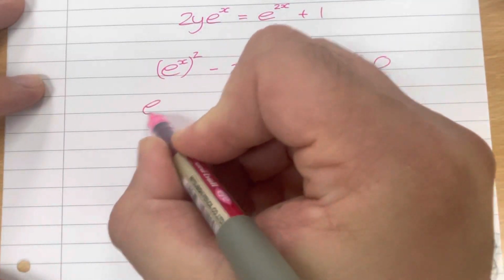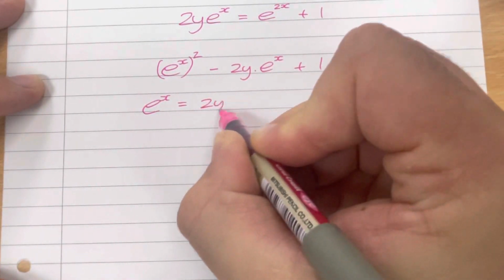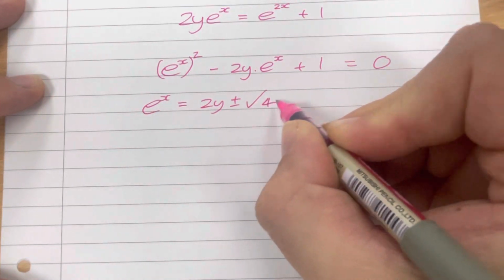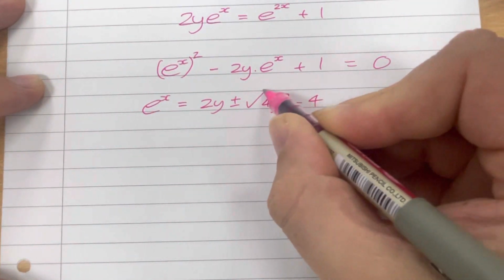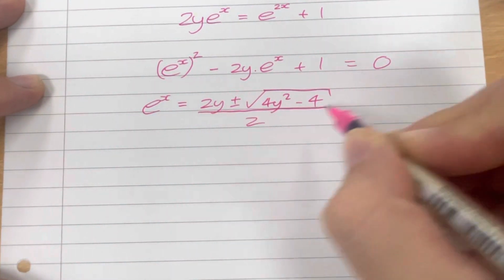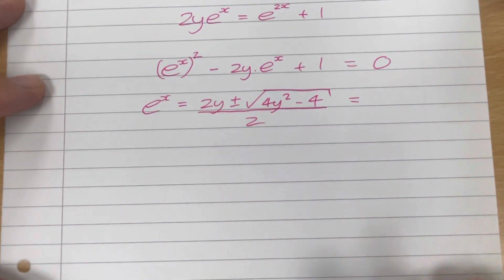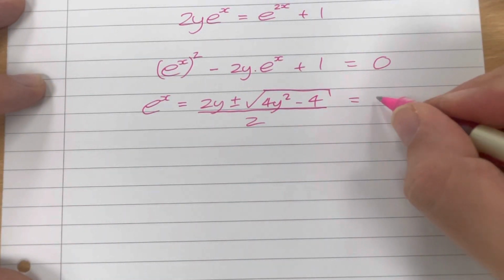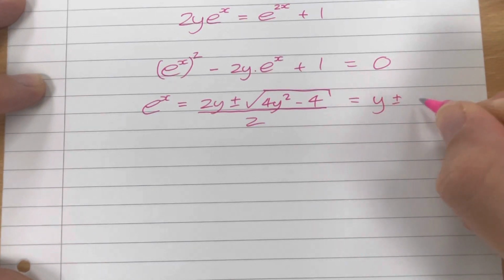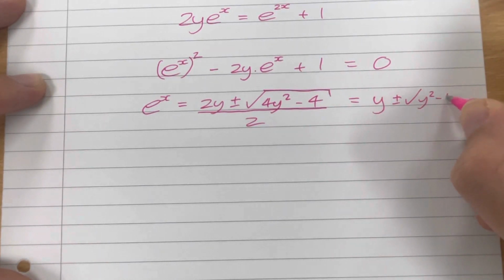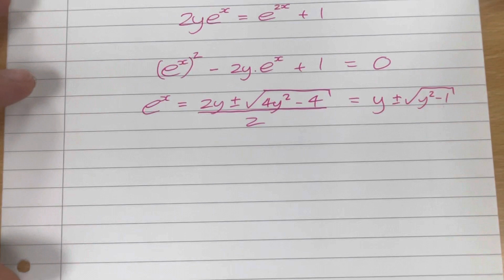Solutions to this quadratic: e to the x equals minus b, plus or minus the square root of b squared minus 4ac, all divided by 2a. And again, we can pull out the 4 from the square root and cancel with the denominator, so we're left with y plus or minus the square root of y squared minus 1.